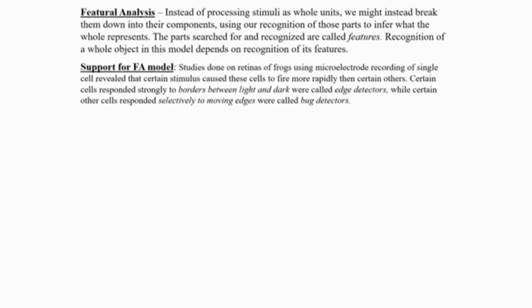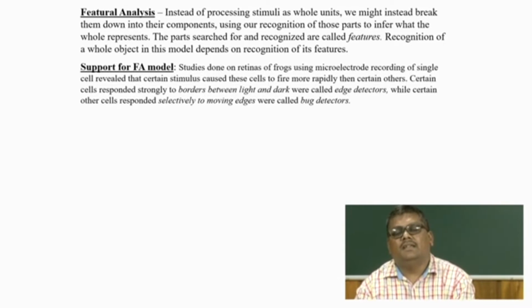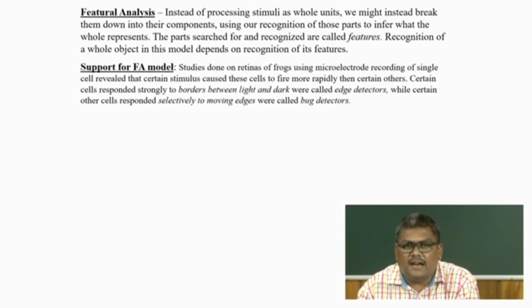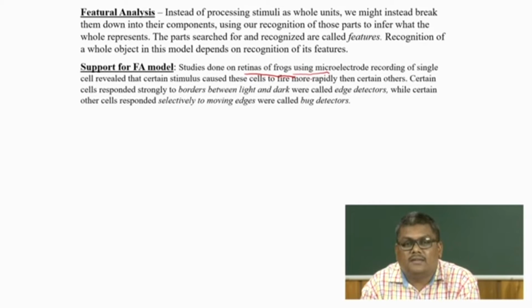There is several support out there for the feature analysis model. For example, the idea that the first step in perception is identifying features starts with work on the retina of frogs. What researchers did was implant microelectrodes into the retina of these frogs, and they found that the microelectrodes responded according to how the retinal cells responded. They found that there are certain specialized cells on the retina which respond in different ways.